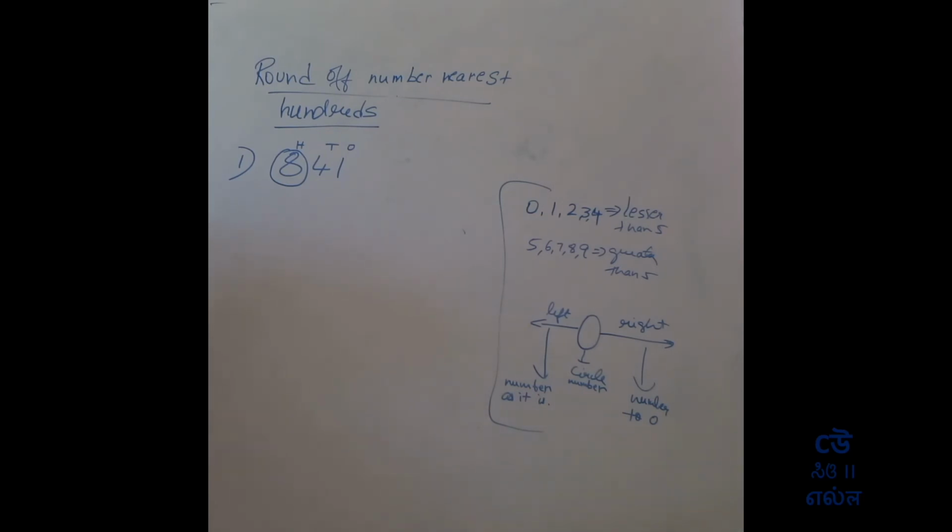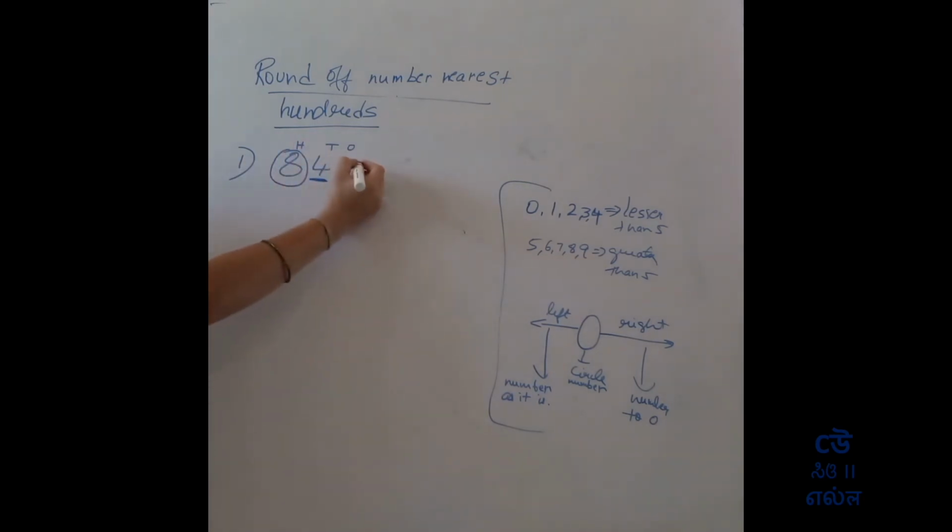Next step is what, children? You have to consider the right side number of the circled number. So right side number of circled number is what? Tens place. Understood? Always consider the right side number of the circled number. So see, right side number, that is 4. We have 4. 4 is less than 5 or greater than 5, children? 4 is less than 5.